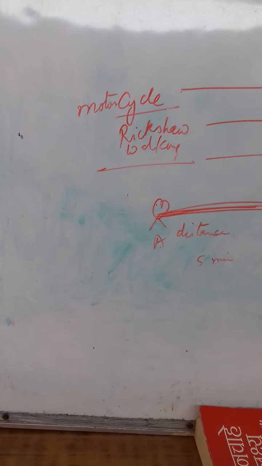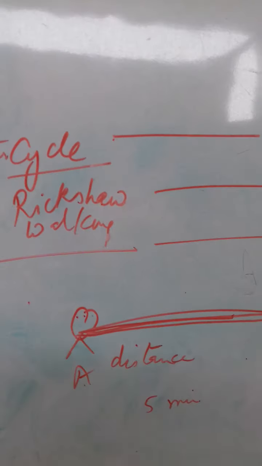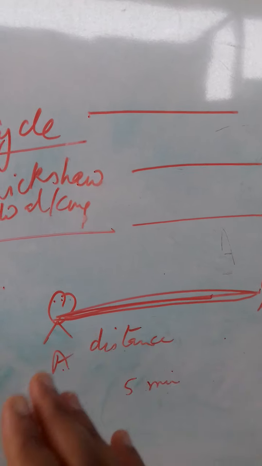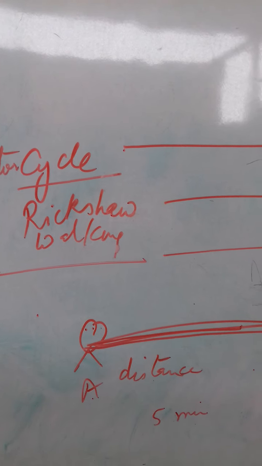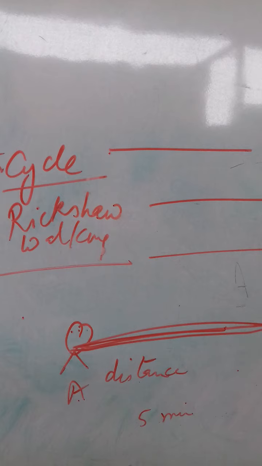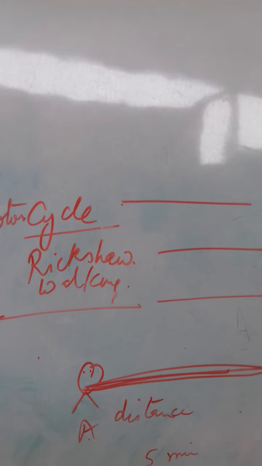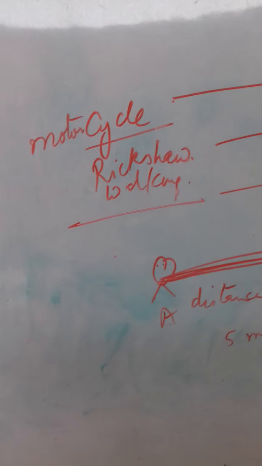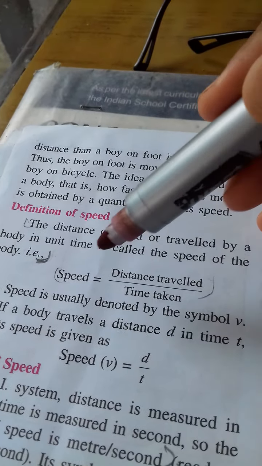So if we compare them, what we see is that in the same time they are covering different distances. The time they are taking is the same, but the distances they are covering are different. This is faster than this and this is faster than this. So this faster, the word we are using is speed. The distance covered or traveled in a unit time is the speed.